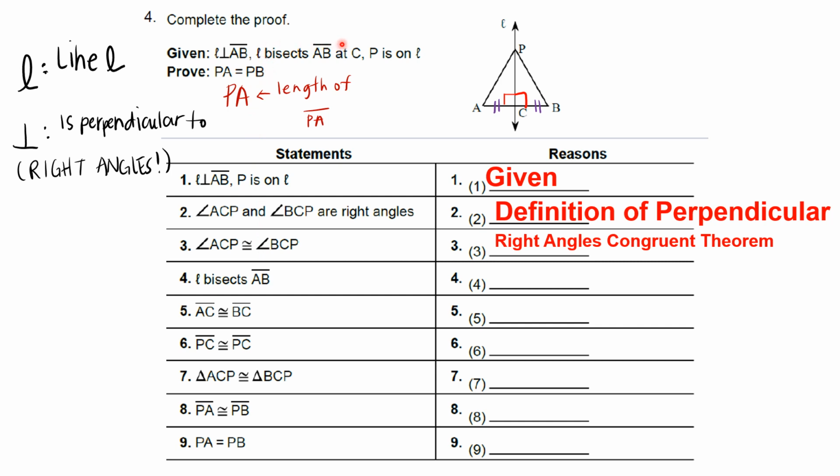All right, next we have line L bisects the line segment AB. Well, that was given to us. Remember, that was the little piece in the middle there. So that was given. All right, let's look at the next line. Line segment AC is congruent to line segment BC. Remember, we had that marked up here. Why were we allowed to mark that AC was congruent to BC? That was the definition of a bisector, right? So a bisector splits things in half. That's the definition of a bisector.